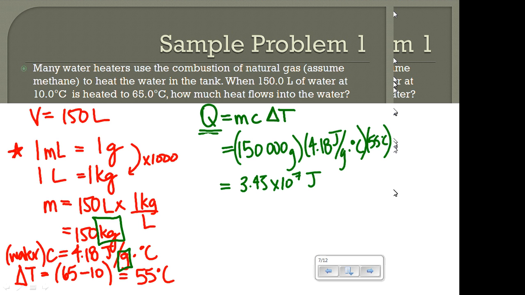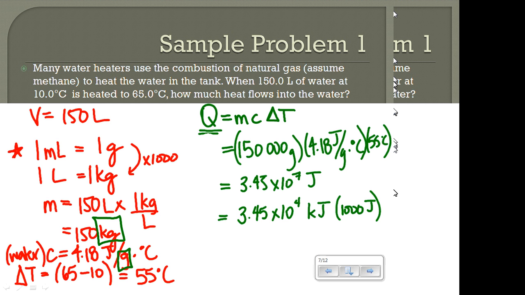Okay, a very common unit for heat or for energy is the kilojoule, which is 1,000 joules. So this is the same as 3.45 times 10 to the 4 kilojoules. Okay, so that's 1,000 joules. So that's how you answer the question. Done.